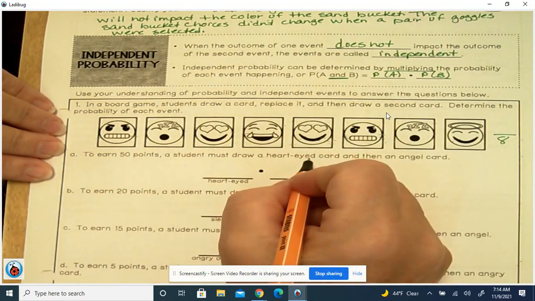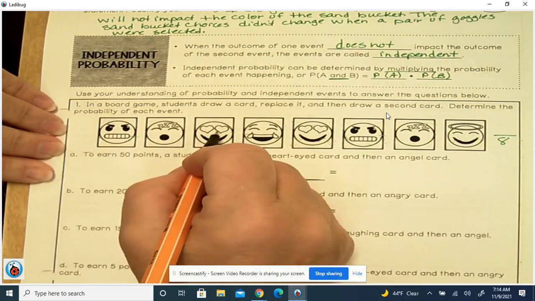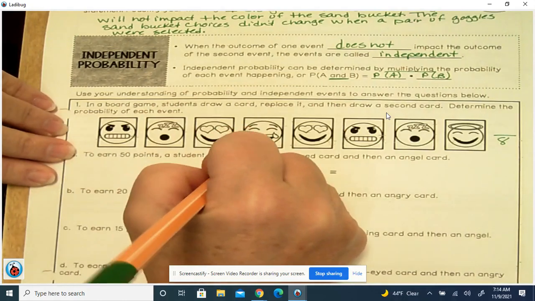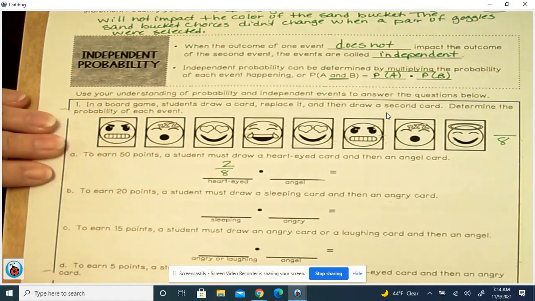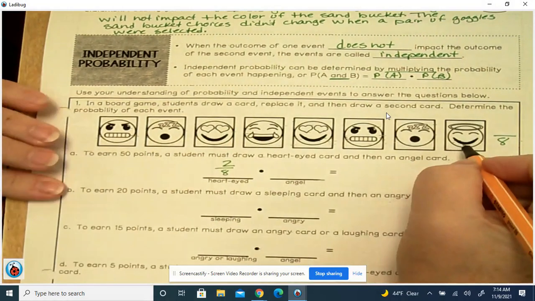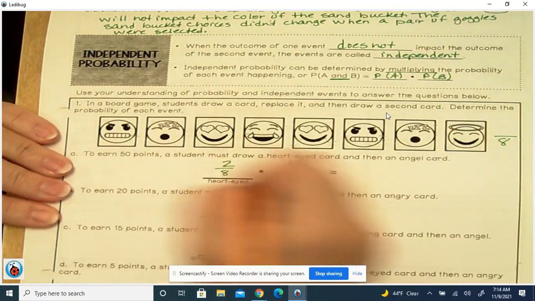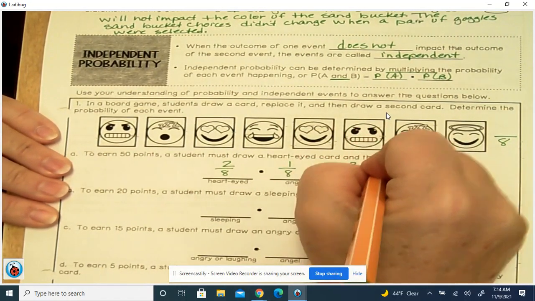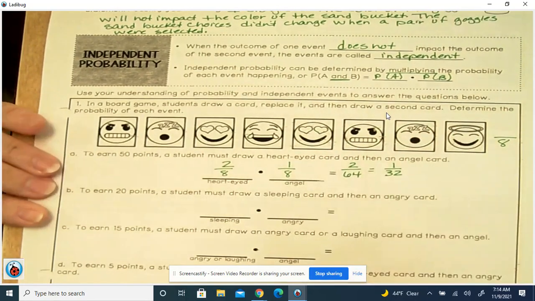The student must draw a heart eye card and then an angel card. So a heart would be 1, 2. So we've got 2 over 8. And then an angel card, and that is 1 over 8. So we multiply those. That gives us 2 over 64, and that can reduce to 1 over 32.